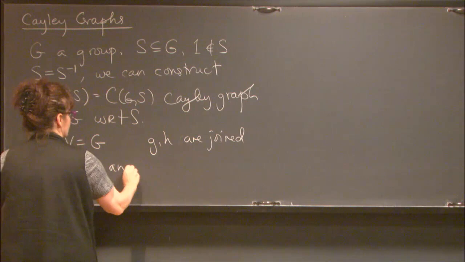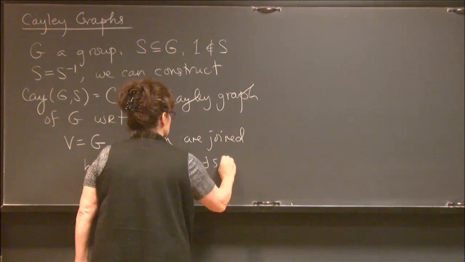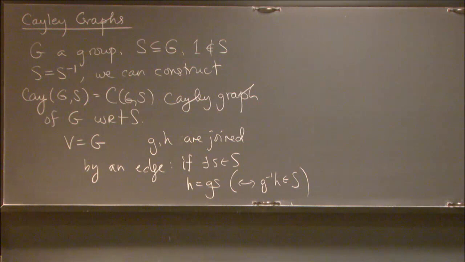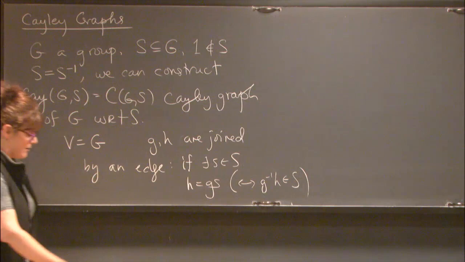If there exists an s in S with h equals gs, or you can think about that as the same as g inverse h is in S. I know that Olga did a couple of examples, so I don't want to redo the standard examples. I just want to remind you of some key properties about Cayley graphs that we're going to be using.